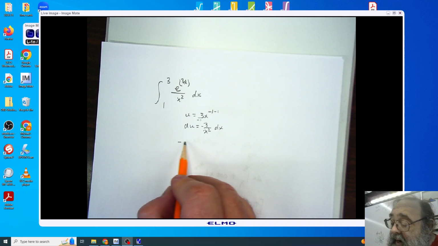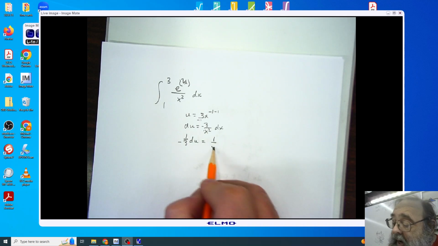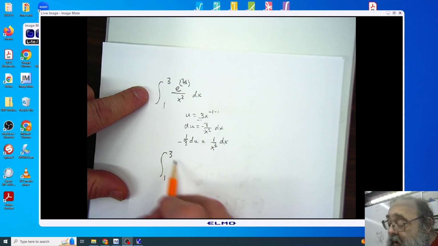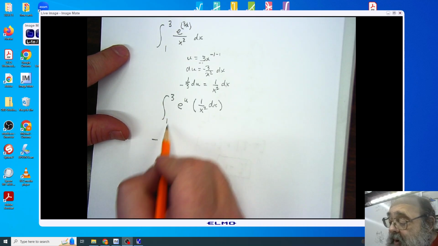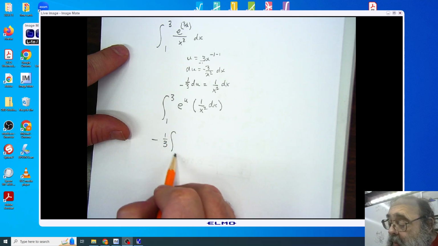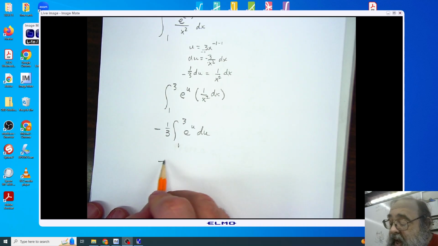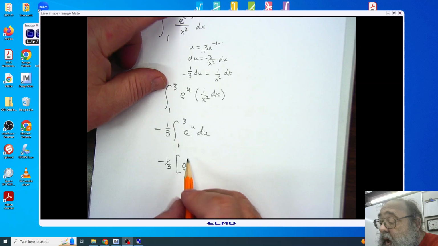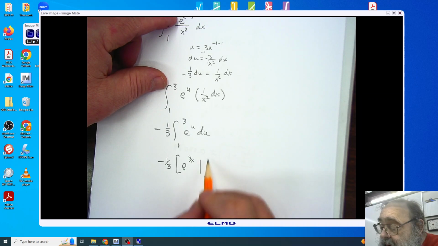That means I'm looking at negative 1/3 du is equal to 1 over x squared dx, and that now allows me to look at 1 to 3 of e to the u, and you notice this 1 over x squared dx is the du, so I'm going to put negative 1/3, 1 to 3, e to the u du. This is negative 1/3 e to the u, and that was e to the 3 over x from 1 to 3.